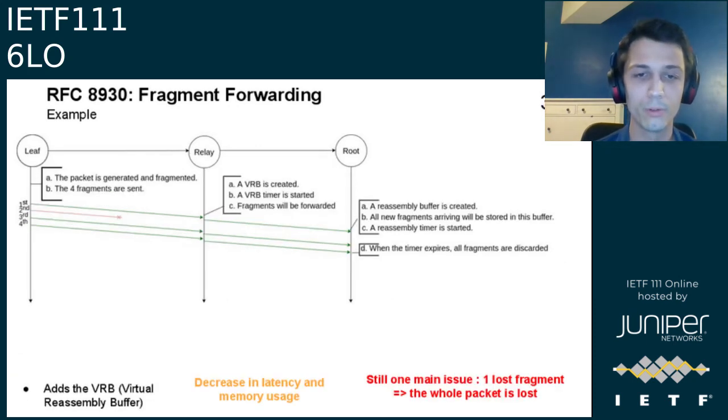So the fragment forwarding draft, RFC 8930, has addressed some of the issues of RFC 4944, mainly with the addition of the virtual reassembly buffer, which allows avoiding reassembling the packets at each hop. This has greatly improved the latency and the memory usage of the nodes, but we still have the one main issue that I just talked about, which is that one lost fragment means that the whole packet is lost. And I will now introduce you to the forward error correction principle.